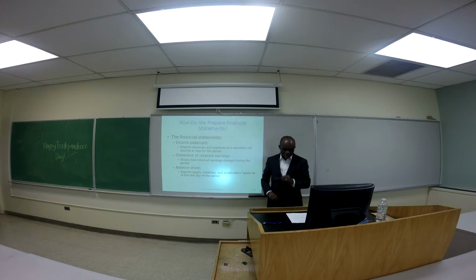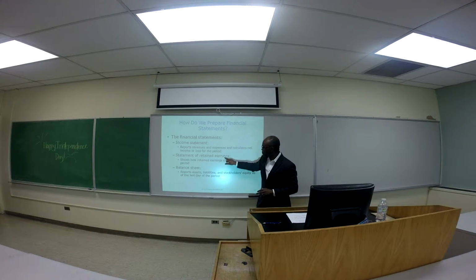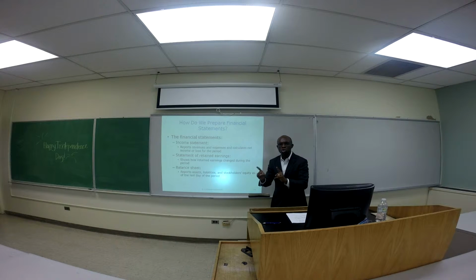Now let's take a look at number 2, the statement of retained earnings. We said that the statement of retained earnings shows how retained earnings change during the period. So what does that mean? We talked about how net income and profit are the same thing. Those two terms are used interchangeably. Net income is the same thing as profit. We used to call it net profit. So we need to know how much of the net income or profit the owner or owners retain in the company. That statement of retained earnings will show that to you.